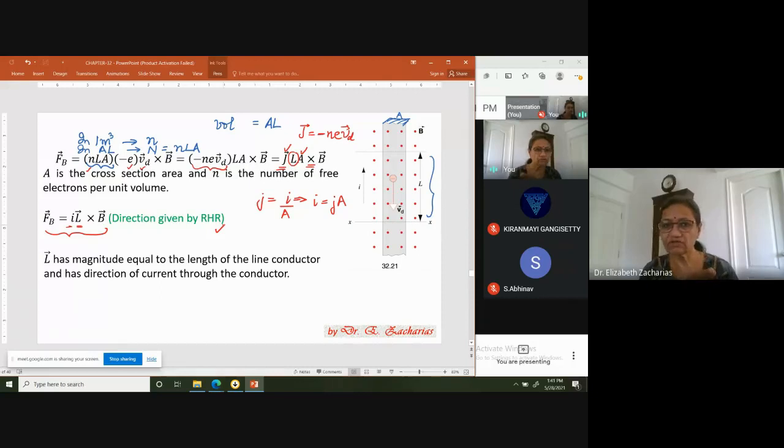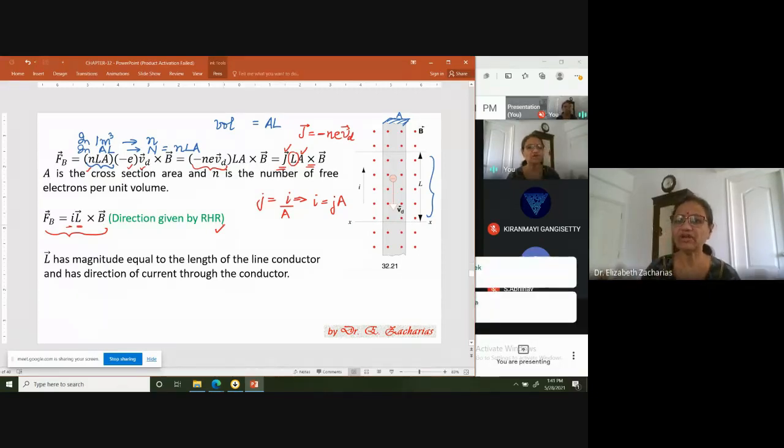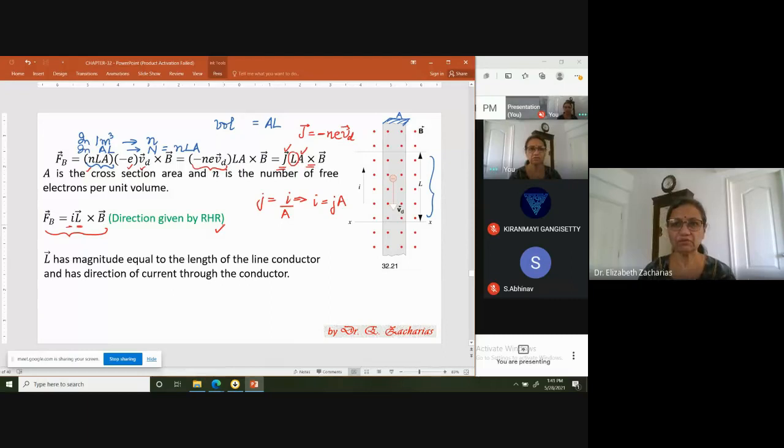Whereas look at this form of the equation, you see, I, current, can be measured. All you need is an ammeter. L, you can always measure. You just have to take a scale and measure L. Magnetic field, after all, you are applying. You know what magnetic field you have applied. You can use a Gauss meter to find out the magnetic field. So this is the more practical equation. FB is equal to IL cross B is the more practical equation. All these are measurable quantities.